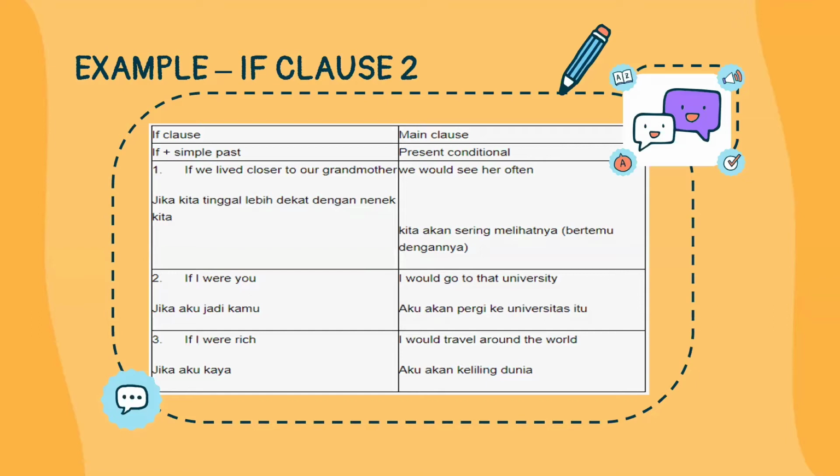First, if we lived closer to our grandmother, kalau kita tinggal lebih dekat dengan nenek kita, we would see her often. Kita akan sering melihatnya. If I were you, jika aku jadi kamu, I would go to that university. Aku akan pergi ke universitas itu. If I were rich, jika aku kaya, I would travel around the world. Aku akan keliling dunia.